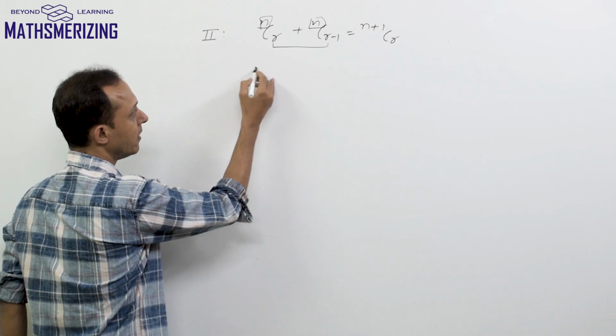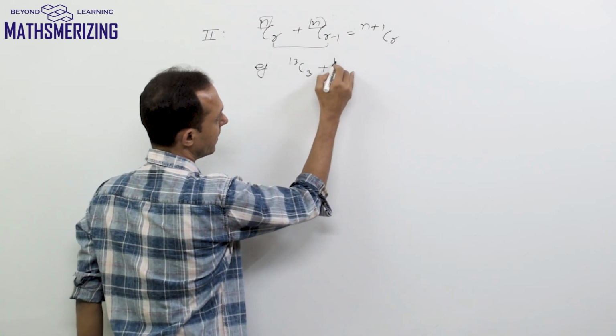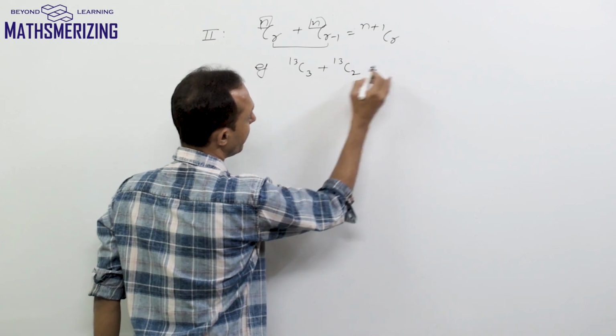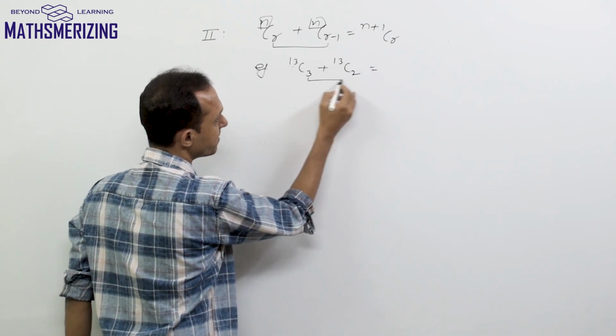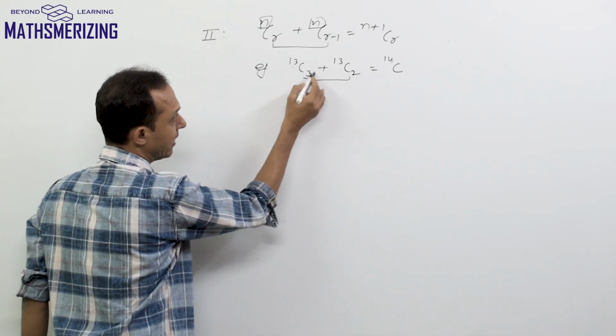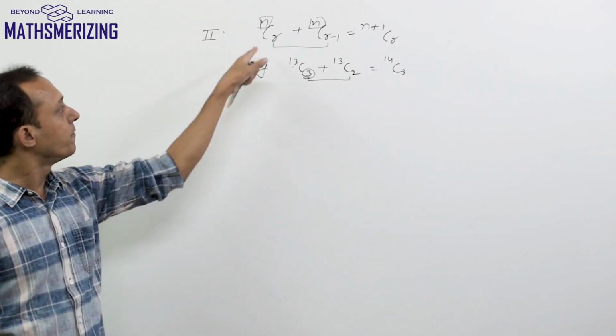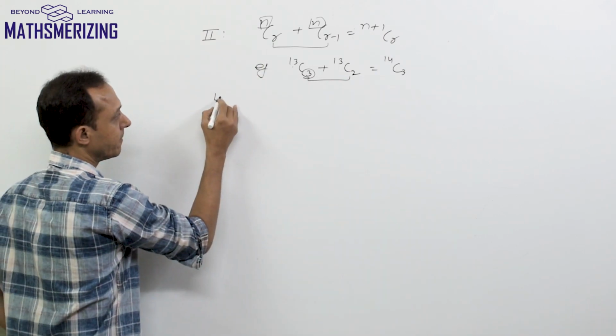Say for example, suppose I have 13C3 plus 13C2, then n is same, r differs by 1. So it is n plus 1, so it is 14C, and our higher value is 3. So it is 14C3. Now, how do we get this proof? So I'll take the left hand side.